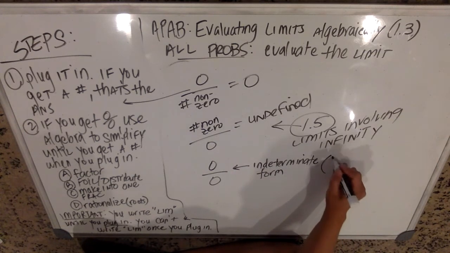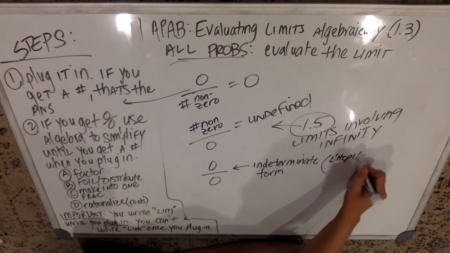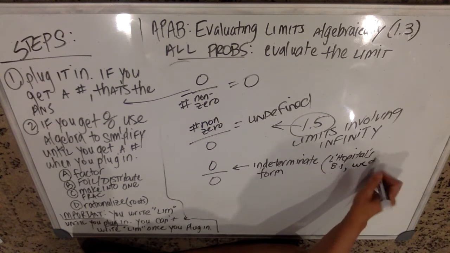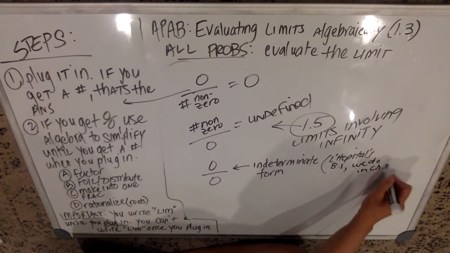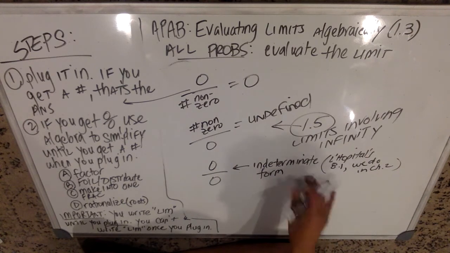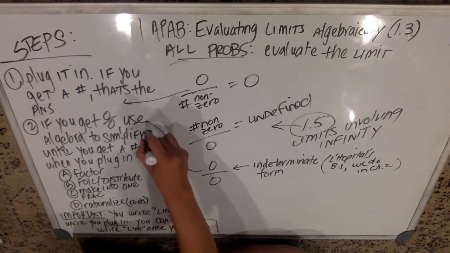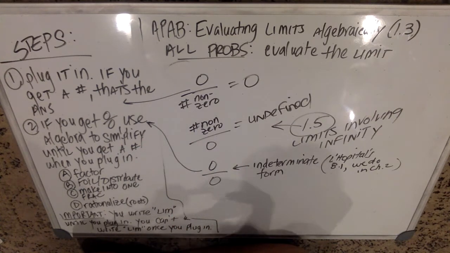When we get to L'Hopital's, which is in 8.1 in your book, but we do it in Chapter 2. We're going to learn other indeterminate forms, right? But for right now, this is the only one you're going to learn, and I want to mention it because that's going to be important when we're evaluating these limits algebraically.